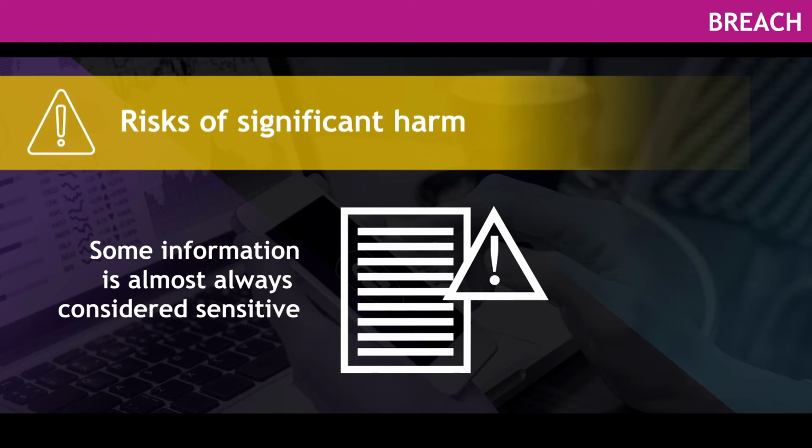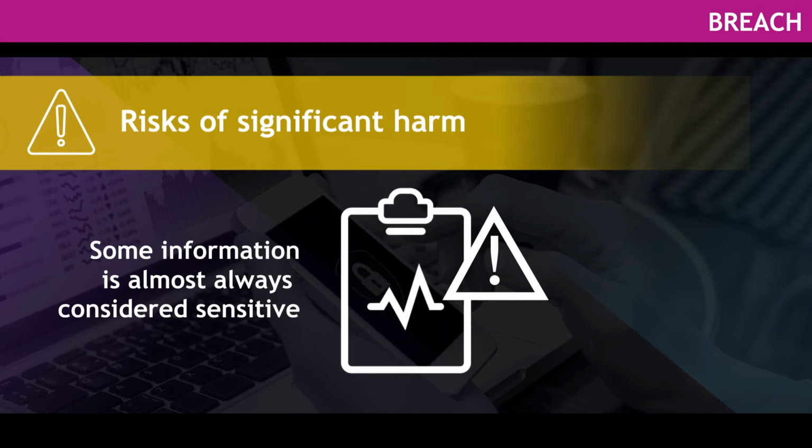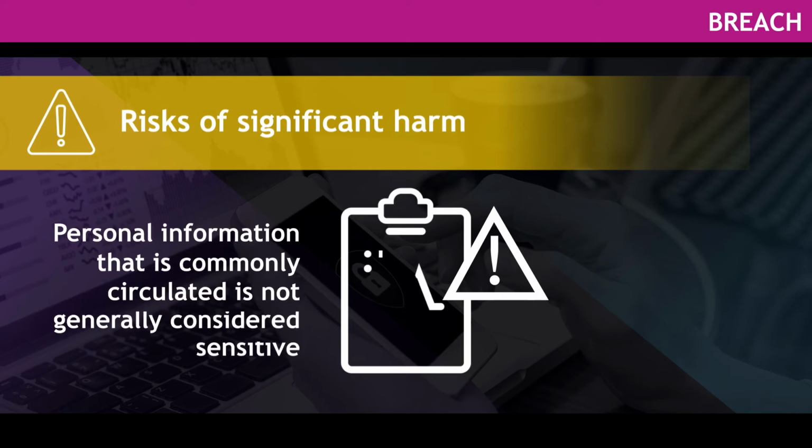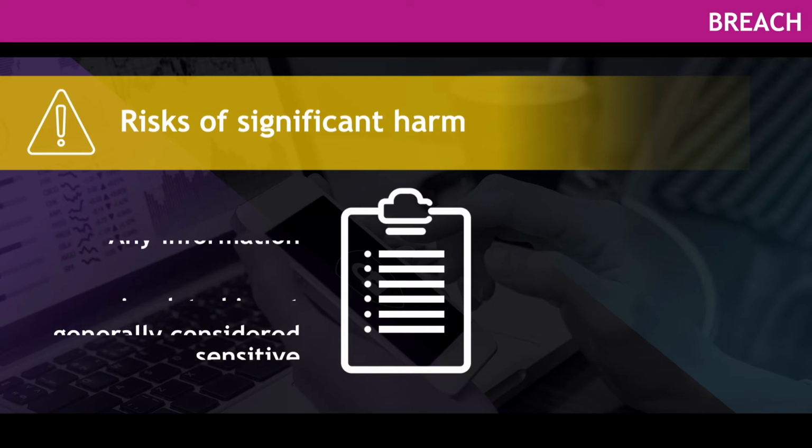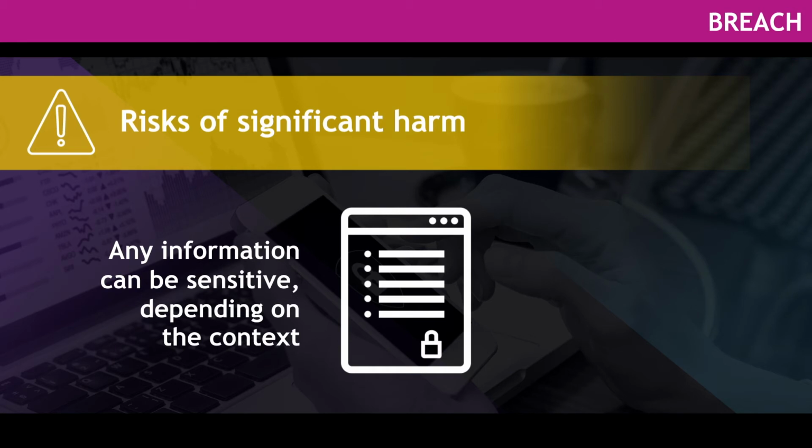Some information is almost always considered sensitive. Things like medical records and financial records. Personal information that is commonly circulated, names and addresses for example, is not generally considered sensitive. However, any information can be sensitive depending on the context. For example, the names and addresses of subscribers to some special interest magazines might be considered sensitive.